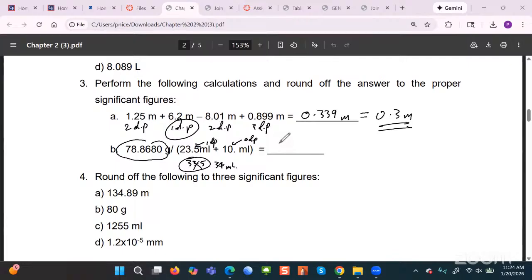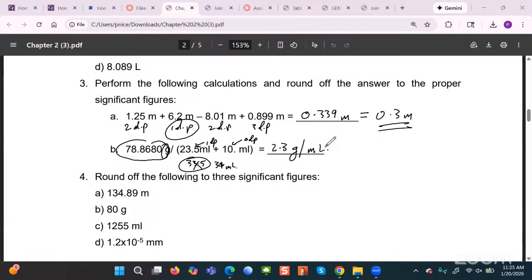So I'm going to divide 78.8680 by 34. And I get a long string of digits, but I have to round off to 2 significant digits. So the answer here is going to be 2.3. And we can't forget the units. We have grams divided by mil, so that will be grams per mil. And that's basically how that is done.